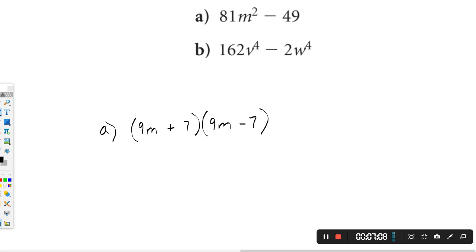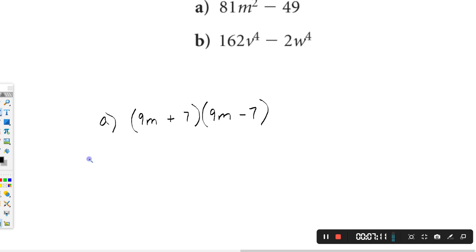Question B, a little bit trickier. I see that I can rewrite B. I see a 2 is common here. So I can rewrite this as 2 times, 162 divided by 2 is going to be 81 if I factor out a 2. And I'm going to have the v exponent 4 still there, and then I have minus w exponent 4. So this line here is equal to this. All I've done is factor out a 2, and now I have an example of difference of squares in here.